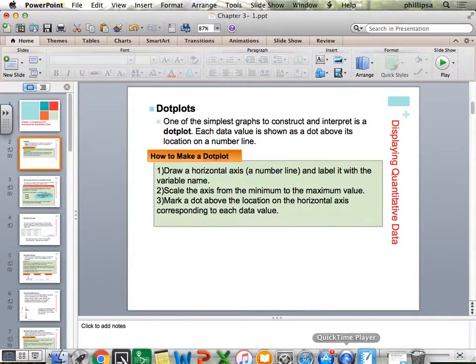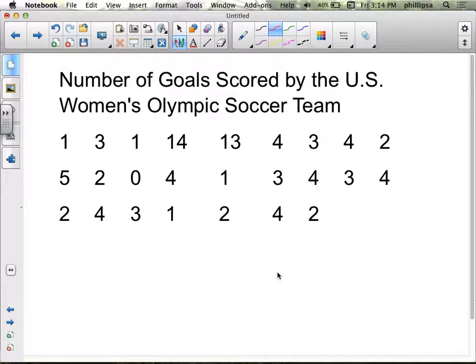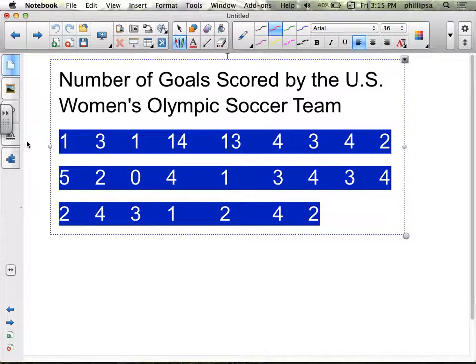Now, in your packet that I gave you, you should have this problem that's talking about the 2012 U.S. women's soccer team. The team put on an impressive show en route to winning the gold medal at the 2012 Olympics in London. Here are the data in number of goals scored by the team in the 12 months prior to the 2012 Olympics. So here are our numbers. I kind of listed them off for you. Let me just shrink these a bit.